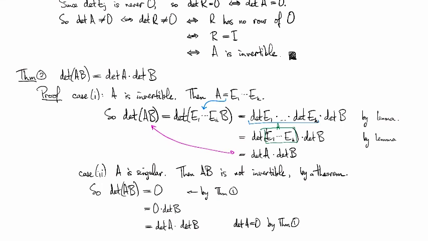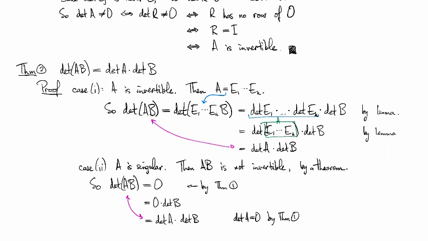And now once again, I've gotten to the place where I want to be: the determinant of A times B is equal to the determinant of A times the determinant of B. All cases are finished, so we are done. The end.